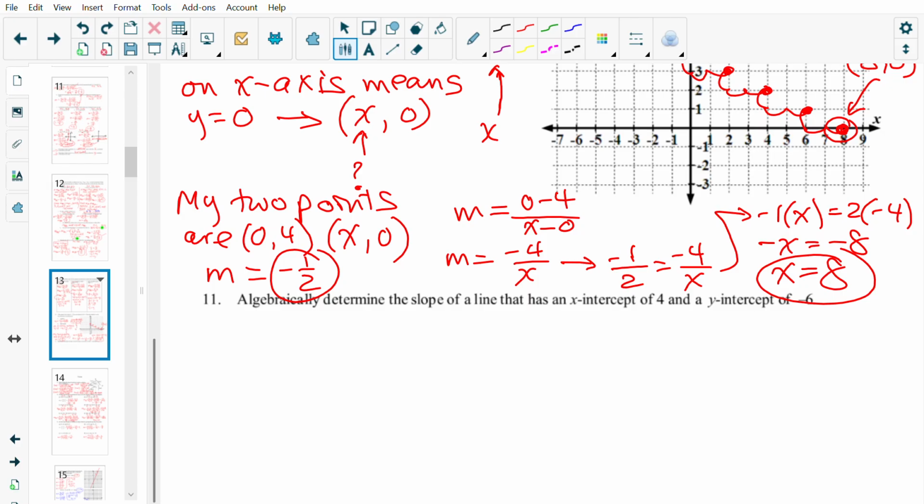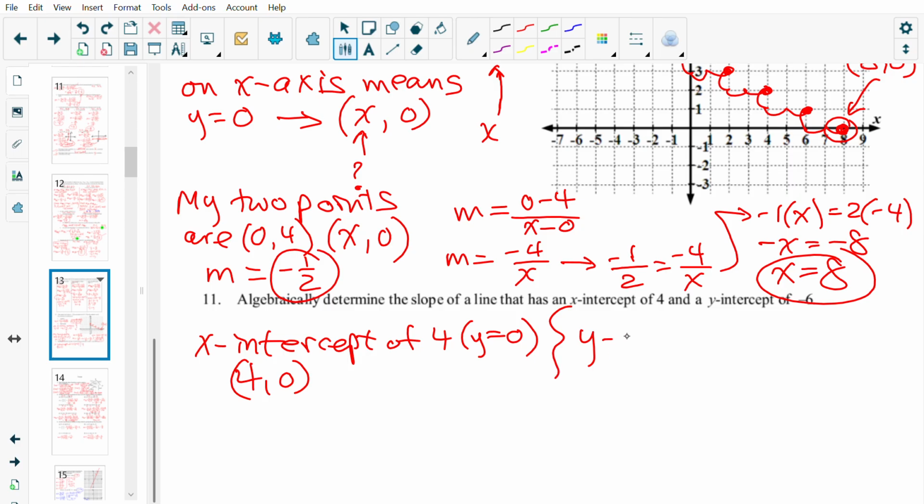Okay, number 11. Algebraically determine the slope of a line that has an x-intercept of 4 and a y-intercept of negative 6. Remember, x-intercept of 4, that's where y equals 0. Remember the definition of an x-intercept? That's where y equals 0, so that's a coordinate of 4, 0. Likewise, a y-intercept of negative 6, that's where x equals 0, so I have a coordinate of 0, negative 6.